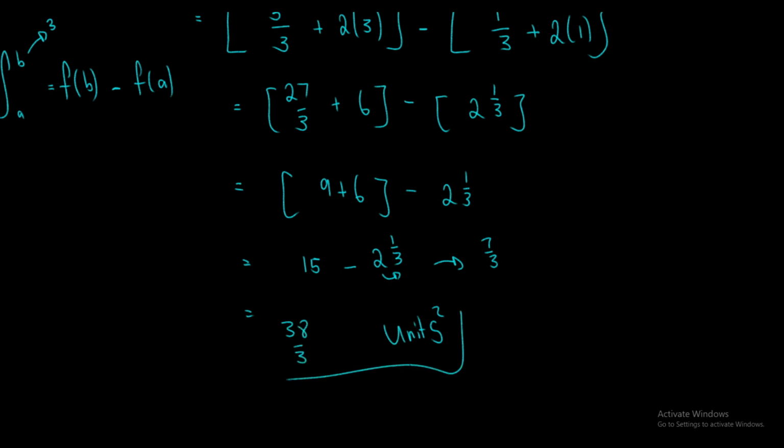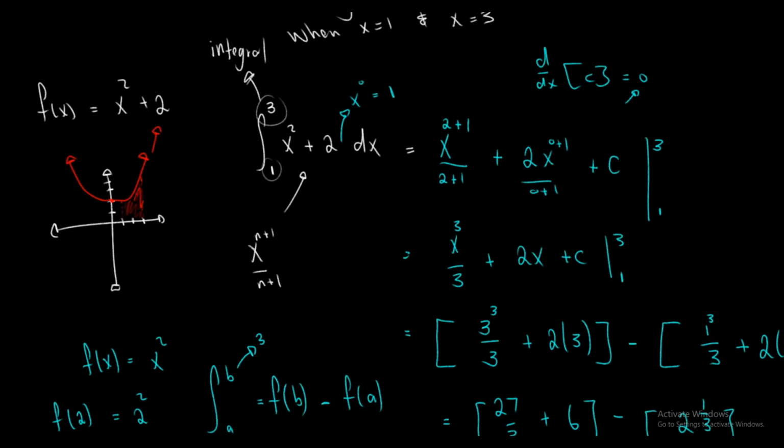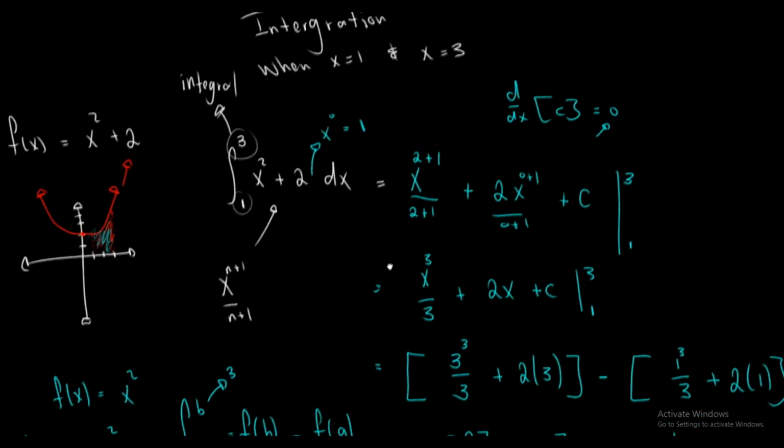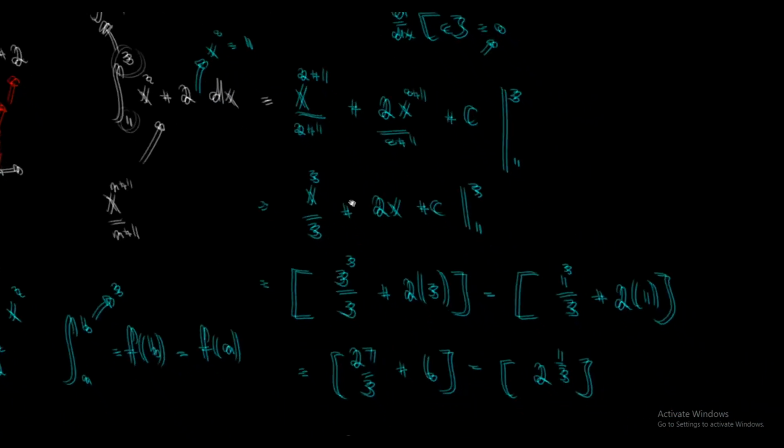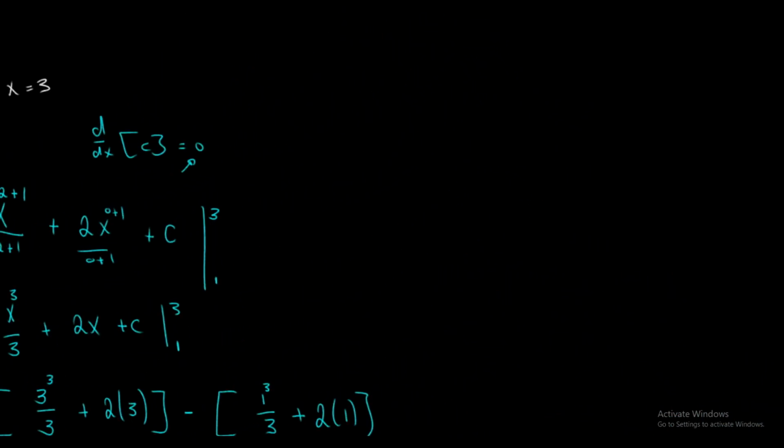So the area underneath this curve is 38/3. Let's go back. This area, that's what we just calculated, the area underneath this curve. Now this question might be presented a little bit differently. It might be presented as follows. The f of x is equal to x squared plus 2. And we might have to evaluate this in the interval of 1 and 3. We're just going to follow the same principle.